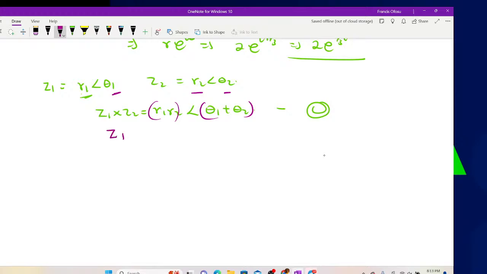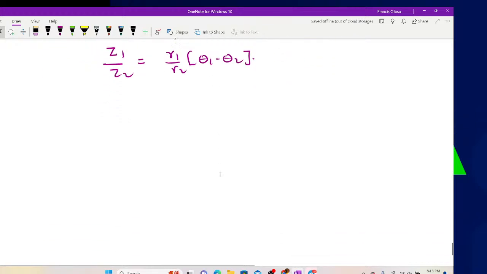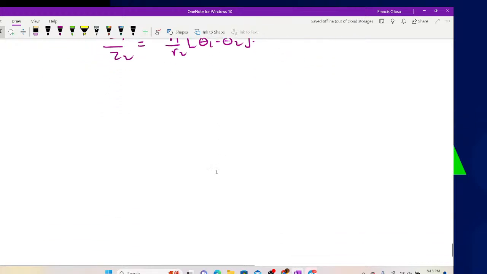If you have z1 over z2, that is division. You have r1 over r2, then you subtract the angles, theta 1 minus theta 2, as simple as that. So this is how we go about division and multiplication of complex numbers represented in the polar form.